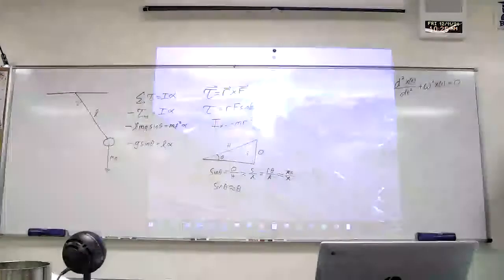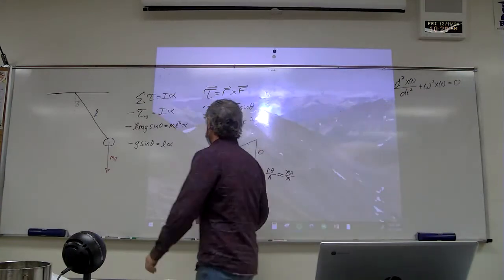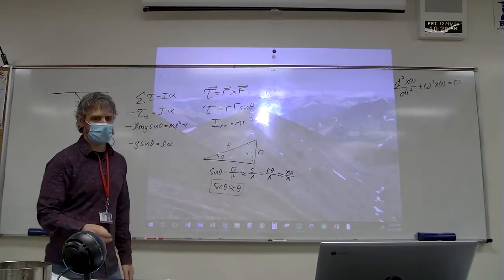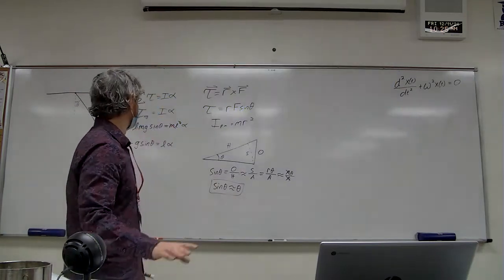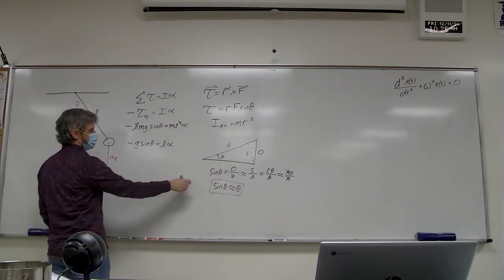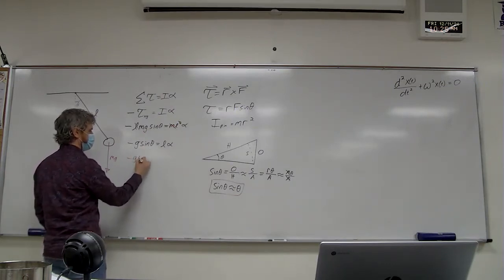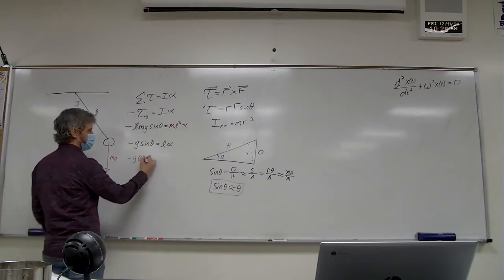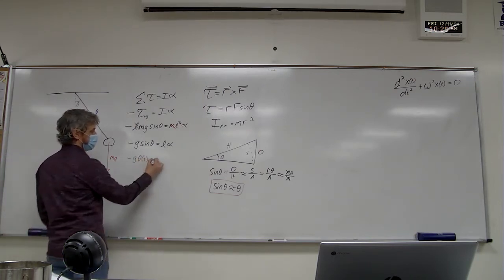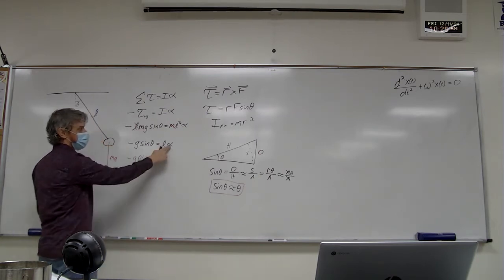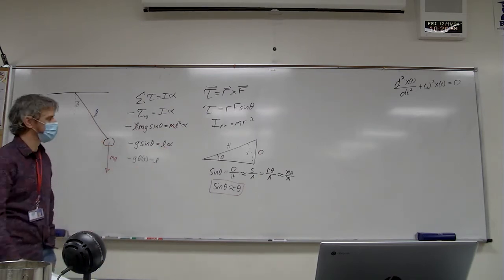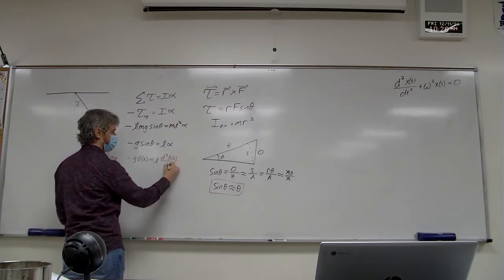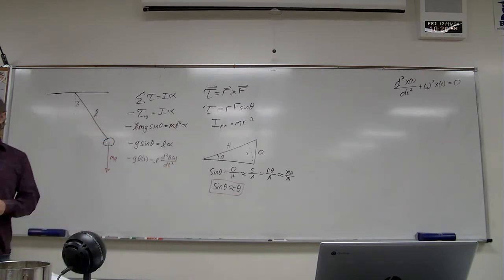All right. So, with our small angle approximation, we can then say that sine of theta is approximately equal to theta, so I have negative g times theta. As the pendulum swings back and forth, theta changes. So theta is a function of time. That's going to equal L times, well, angular acceleration is the second derivative of our angular displacement function with respect to time. Now we're getting somewhere, right?